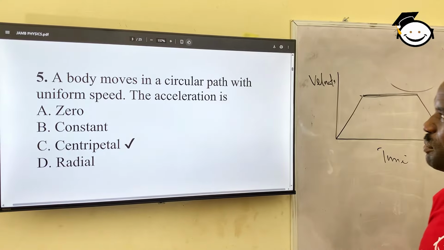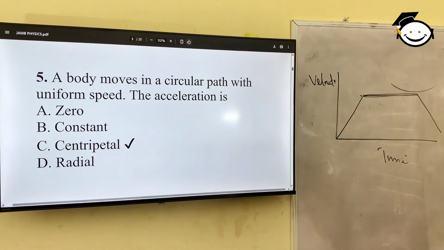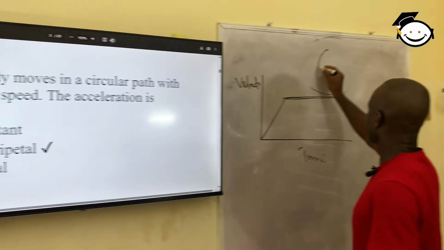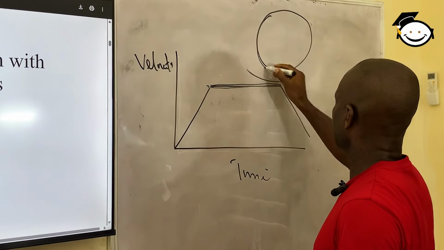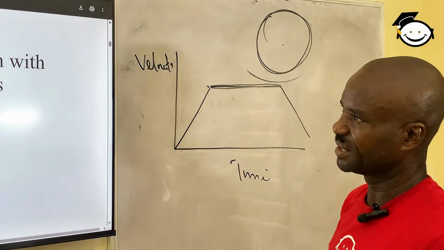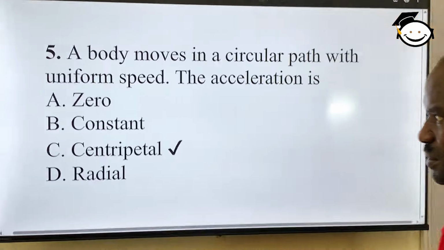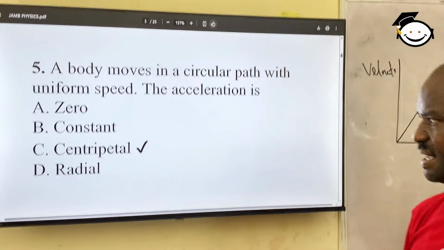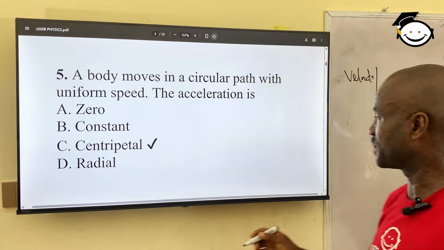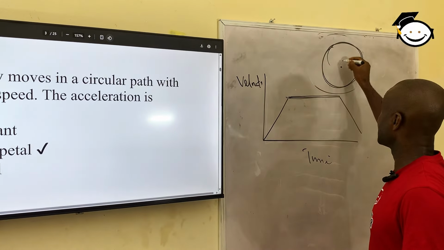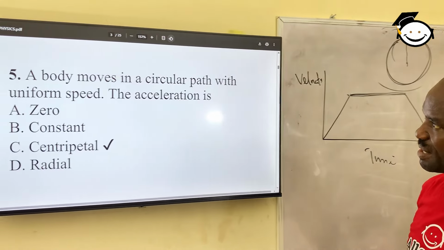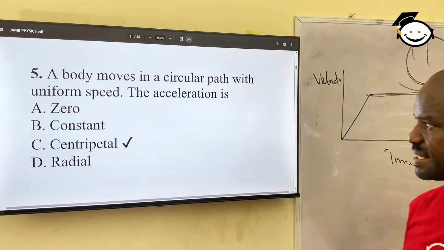Question 5. A body moves in a circular path with uniform speed. The acceleration is, what do we call the kind of acceleration when a body is moving in a circular path with a uniform speed? The acceleration is said to be what? A, zero, B, constant, C, centripetal, D, radial. The correct answer is C, centripetal. There's a centripetal force that is guiding this acceleration, moving at a uniform speed on the circular path. The correct answer is centripetal.